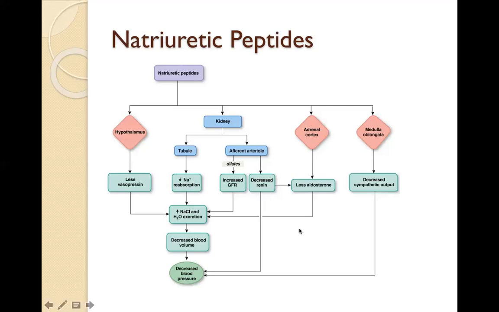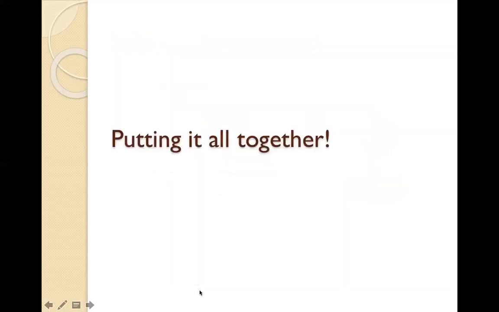So medulla oblongata, decreased sympathetic nervous system output, meaning that if you don't have the epinephrine, norepinephrine being released, you're going to get a decreased heart rate, a decreased contractility, and that is going to decrease your cardiac output, which will decrease blood pressure. So we'll try to put it all together now, and we'll see how things work in a multi-system approach.